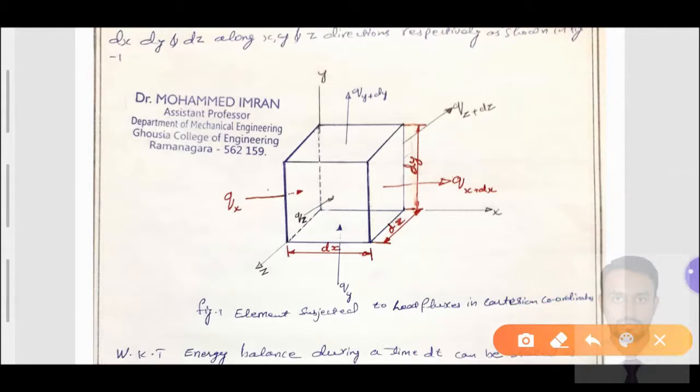You can see here heat flows in along the x direction, q of x, and heat leaves the system along the x direction, q of x plus dx. Heat enters along the y direction, q of y, leaving as q of y plus dy. Heat enters along the z direction, q of z, and leaves along the z direction, q of z plus dz.